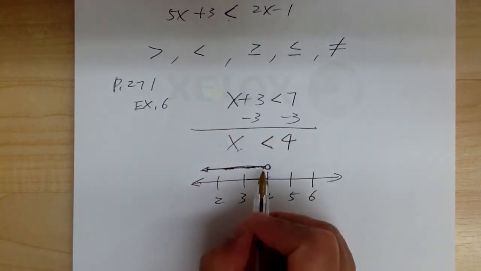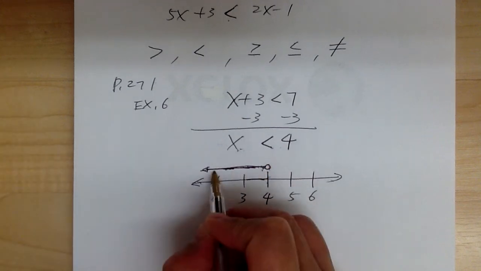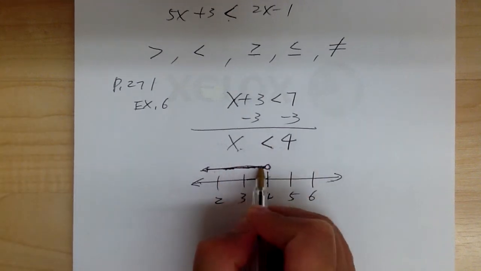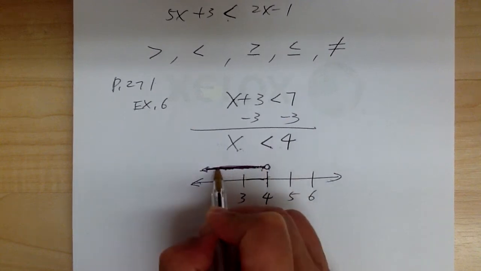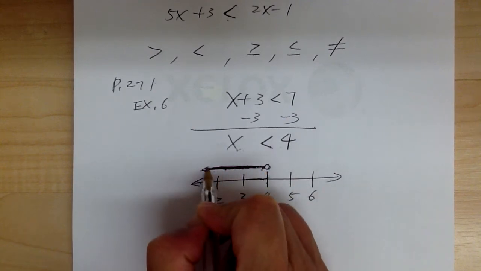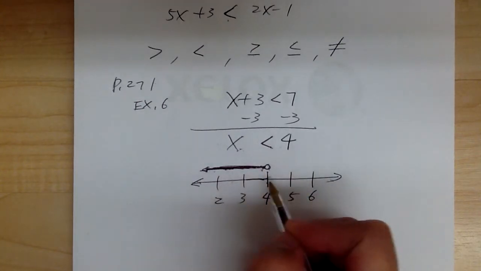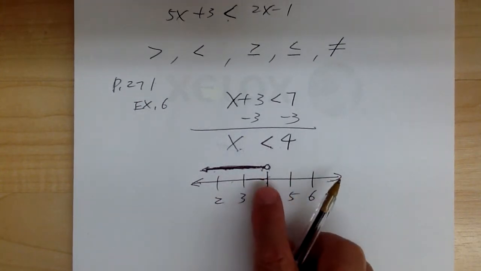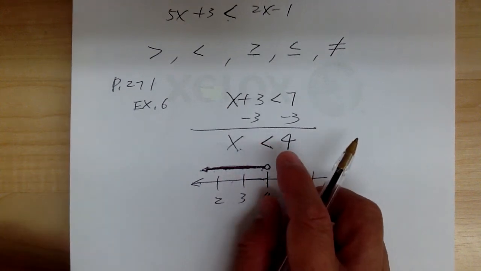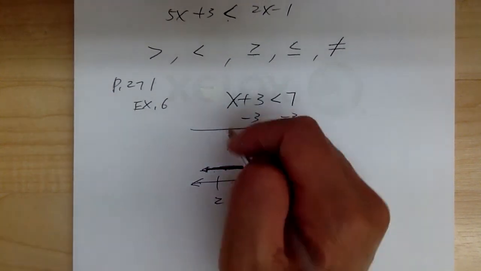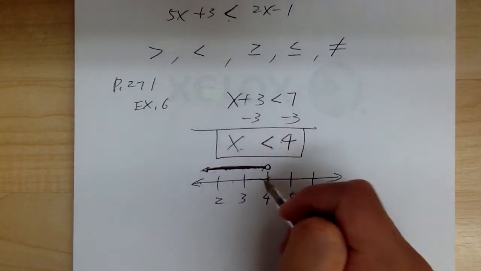In geometry, this is called a ray. This ray is made out of an infinite number of dots. So that's your answer, and that's your graph for this answer. Now, you can box the answer, but don't box the graph.